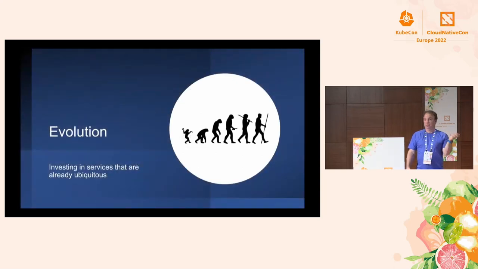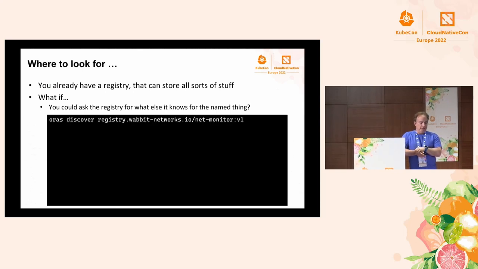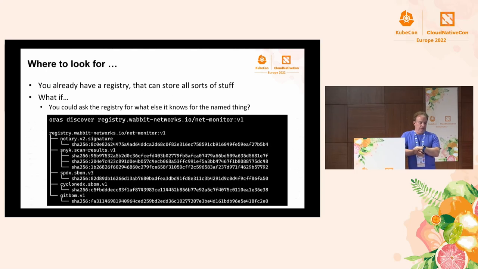So that leads us to the evolution. Does everything have to be a brand new service, or can we invest in the existing services that have all those IDEs that I don't want to have to think about, and you as users don't want to have to configure? So we have a registry. It can store all sorts of stuff. What if you could ask the registry what else it has related to that thing?